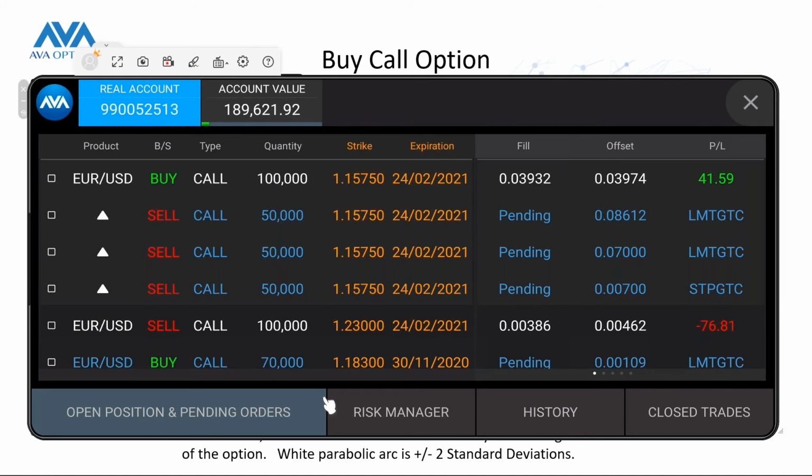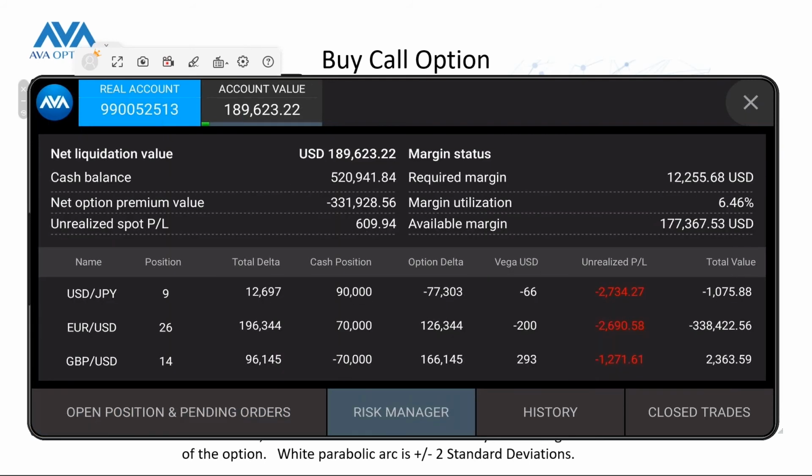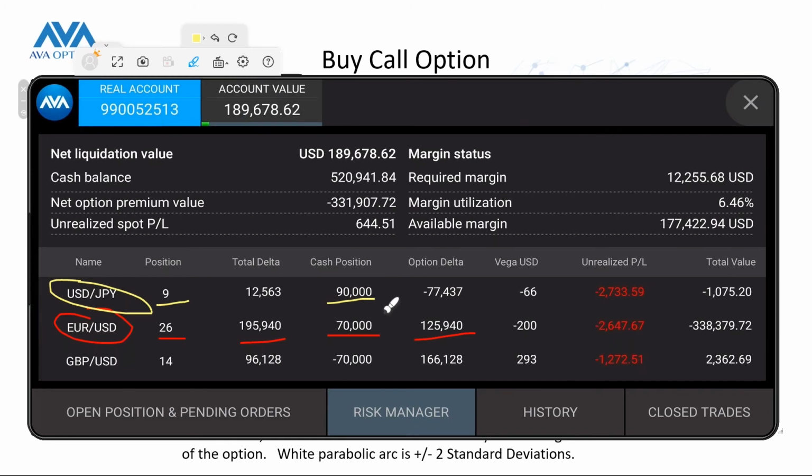So let's talk about risk. Risk Manager shows us the same numbers you saw in that bar chart. Now you can see them by currency pair, in euro dollar here in the second line. In euro dollar, I have 26 open positions. My net delta is about 200,000. 70,000 is from cash or spot trades. 125,000 is from options. In dollar yen, I've got 9 positions. I'm long 90,000 yen from spot or cash trades, and I'm short 77,000 from options.